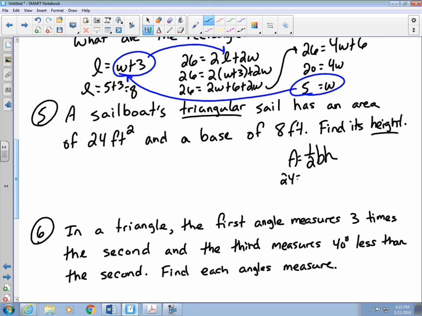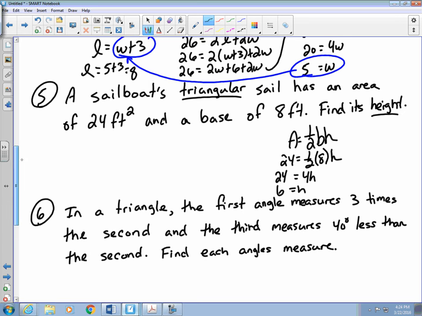Right? 24 equals half the base, which is 8, times the height. Well, half of 8 is 4, and you divide by 4 to get 6. Okay, and then that's it. So the height is 6 inches. Simple substitution, but you have to know the formula.